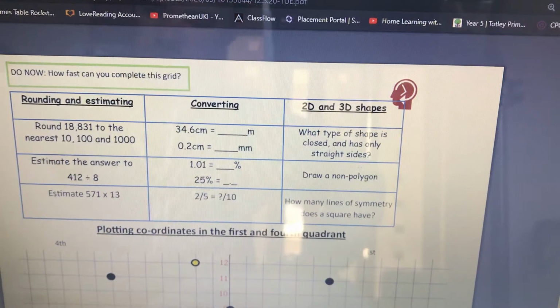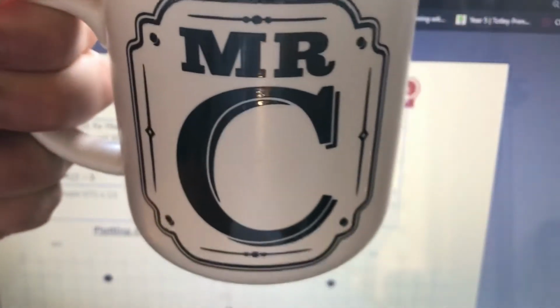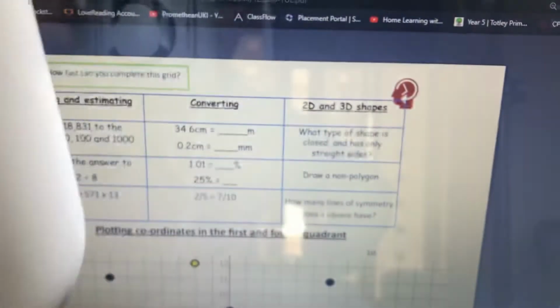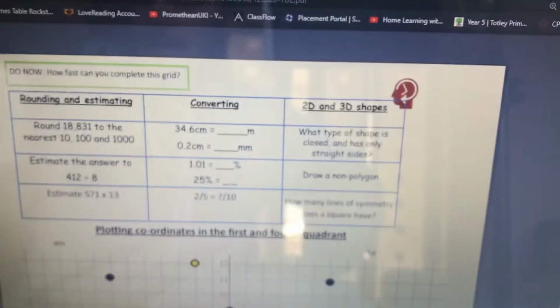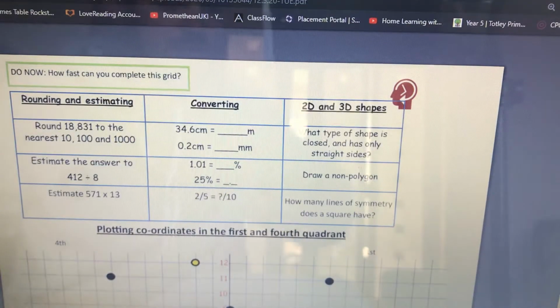Amy's made me a coffee because she's a nice person, and she brought me my Mr. C mug, which I think I've probably shown you before. Fancy, looks fancy, doesn't it? Right. So let's get cracking.